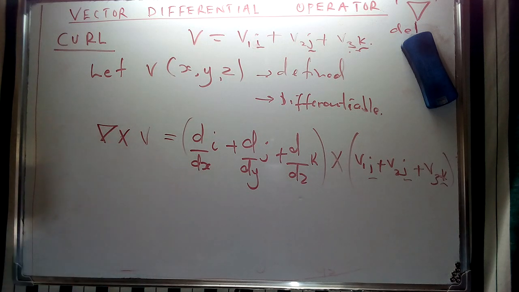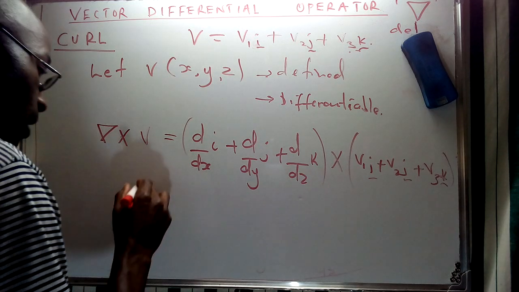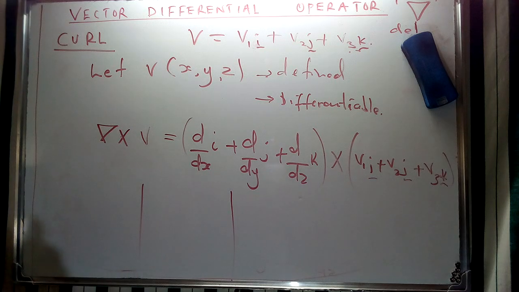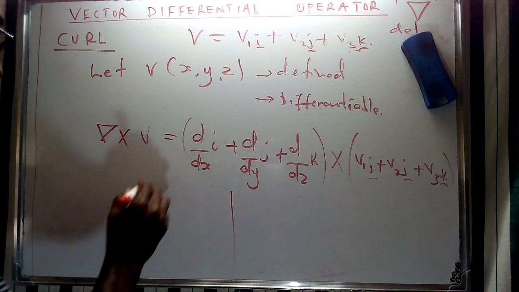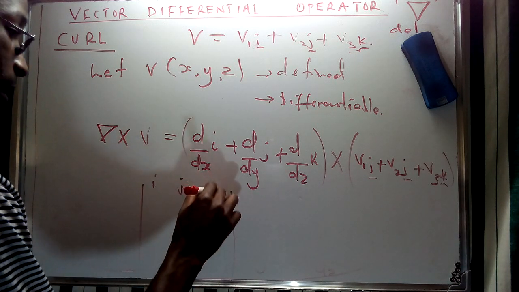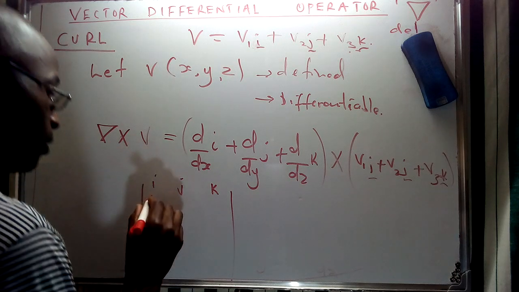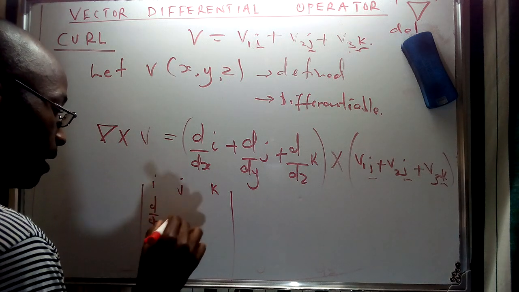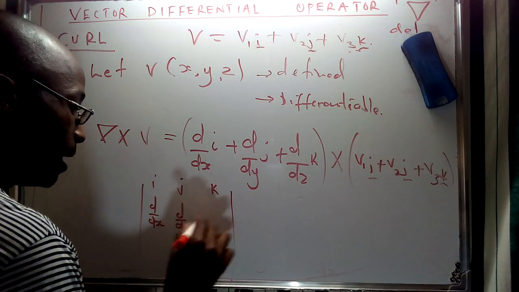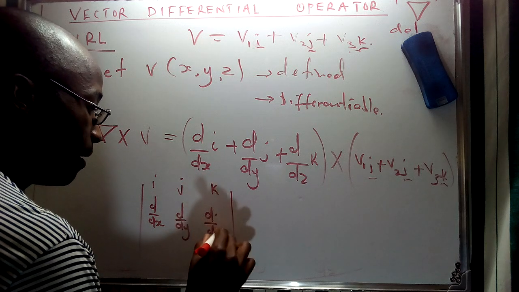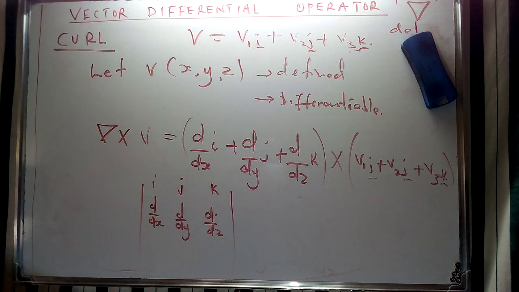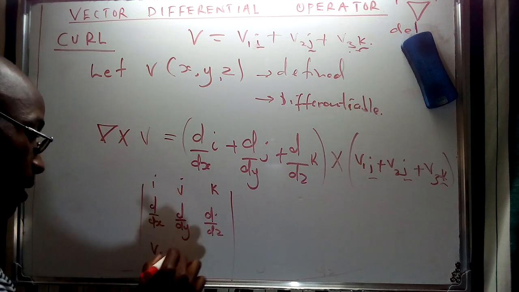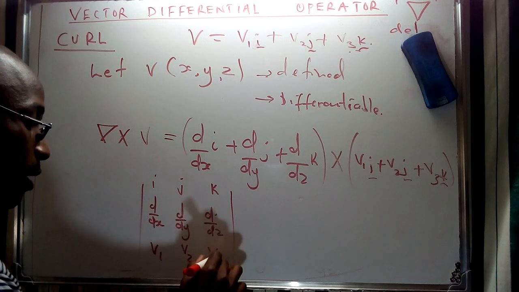we're going to see that you can define this one using that specific concept that we've done using matrices, whereby we're going to have the i, j, and k components, and then d over dx, d over dy, and d over dz, and then the last row represented by the components of V1, V2, and V3.